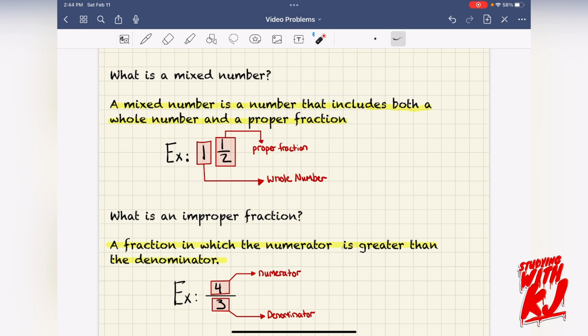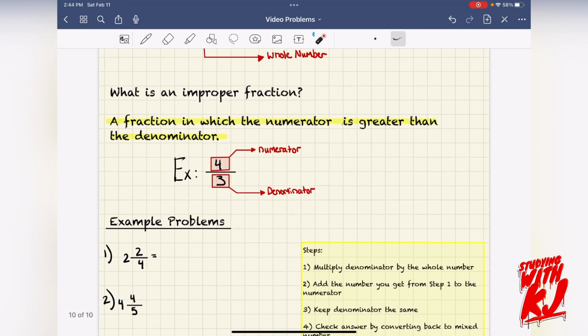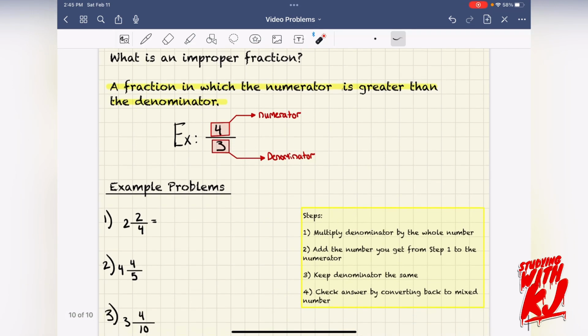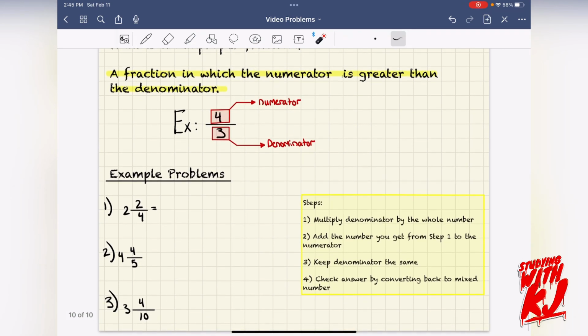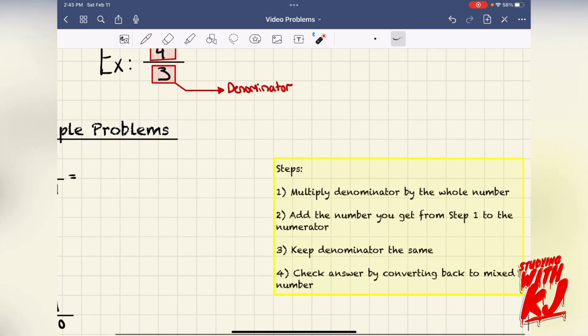So now that we have that out the way, we can get into the steps needed to change a mixed number to an improper fraction. And I have those steps written to the right here. So our first step is to multiply the denominator of our mixed number to the whole number of our mixed number. Our second step is to add the number we get from multiplying the denominator of our mixed number to the whole number of our mixed number. We add what we get from that to the numerator of our mixed number.